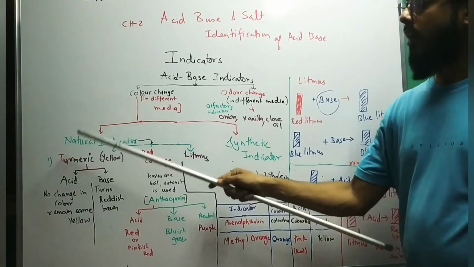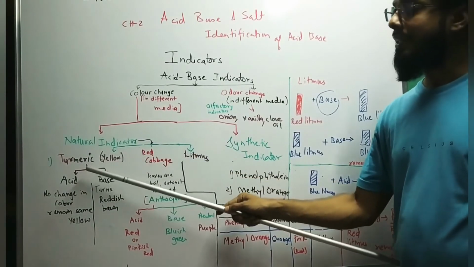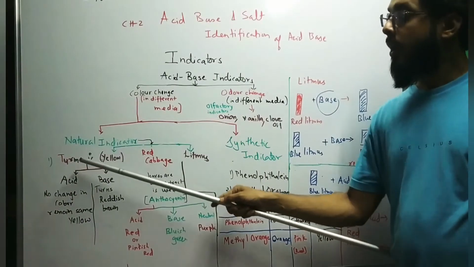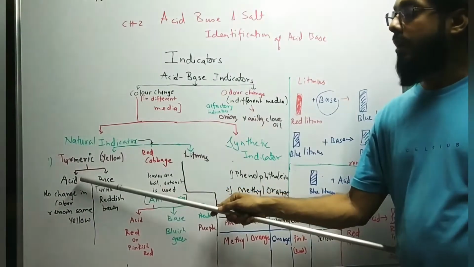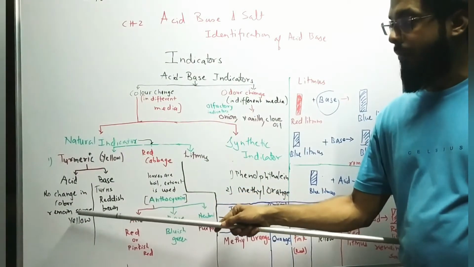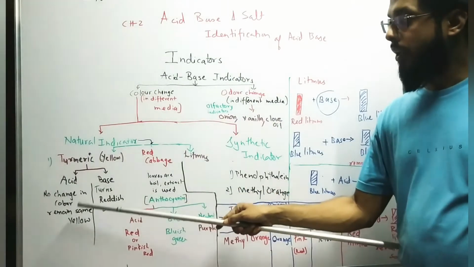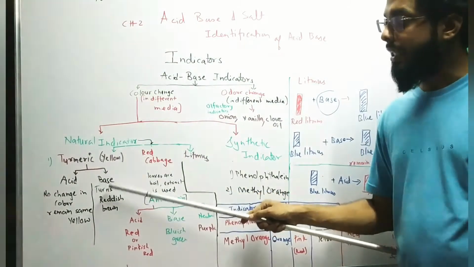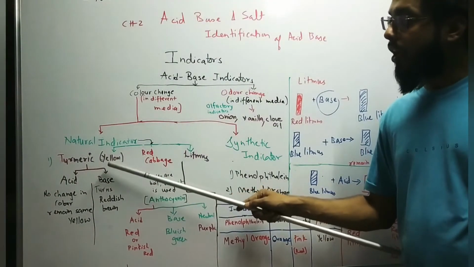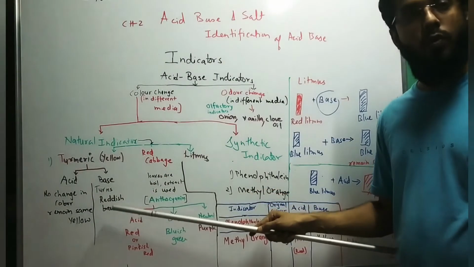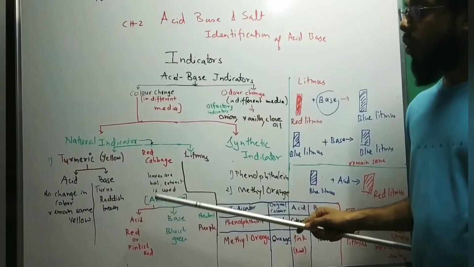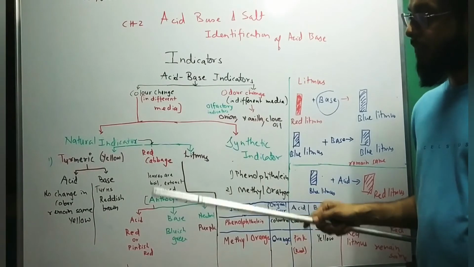But let's talk about turmeric. Turmeric is yellow in color, and in acidic medium the color remains the same, that is yellow. But in basic medium, the color of the turmeric changes to reddish brown. Now let's talk about red cabbage.